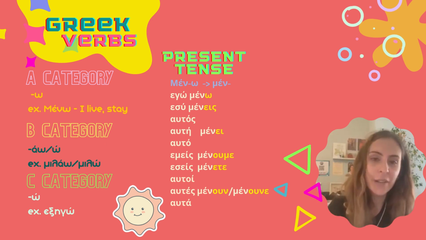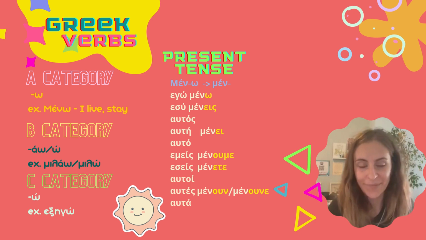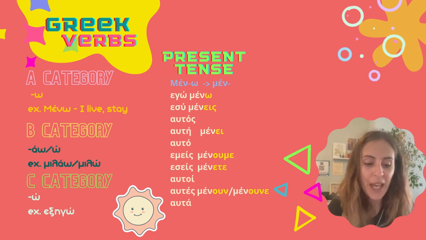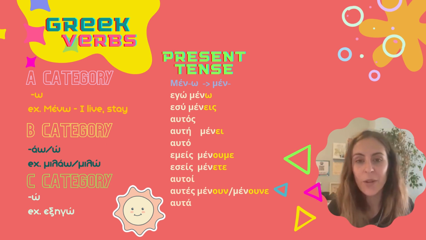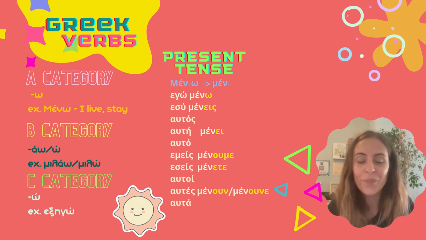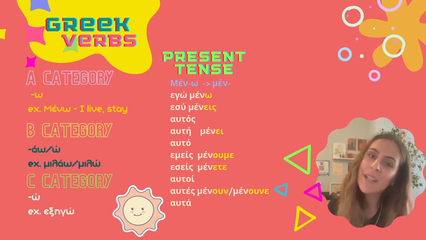Verbs are called ρήματα in Greek. So, let's start. An easy way to learn Greek verbs is by categorizing them. Let's say that we have 3 categories of verbs, and I'm talking about irregular verbs, because we also have regular ones. So, irregular verbs, first category.